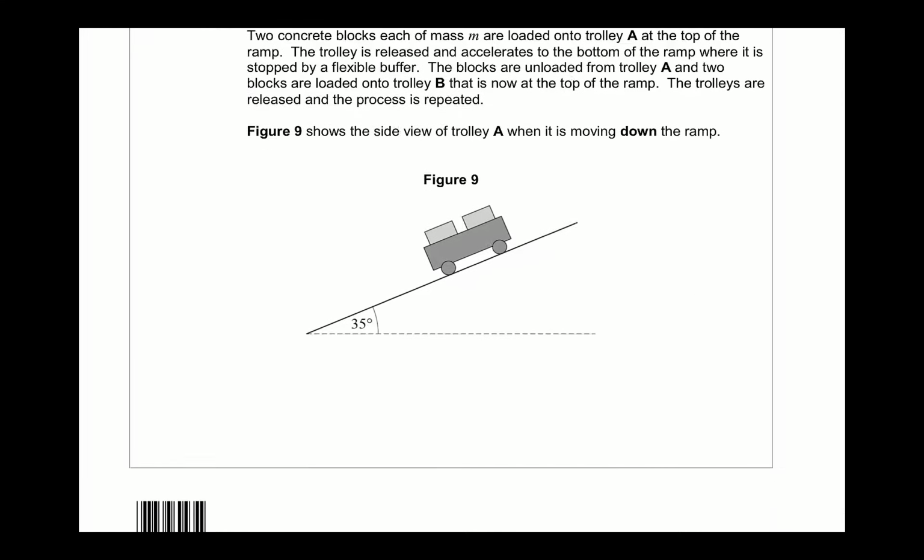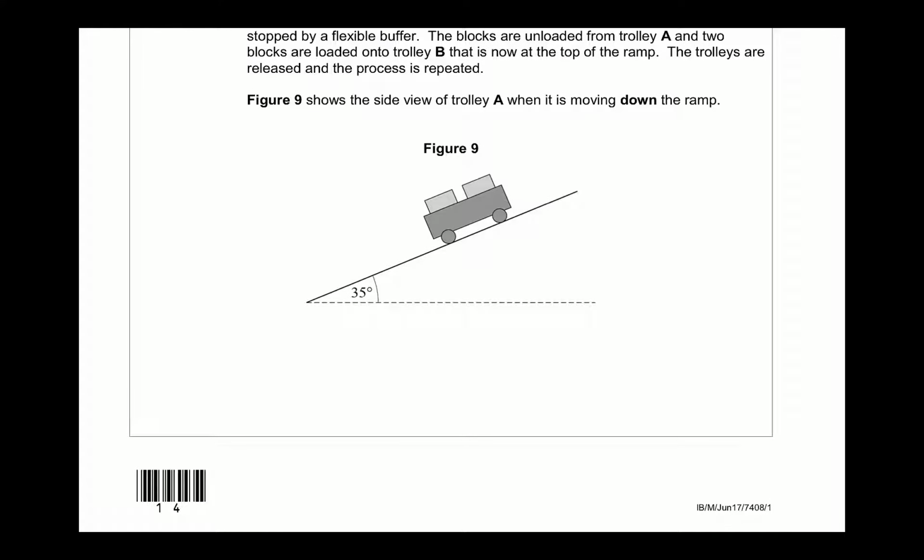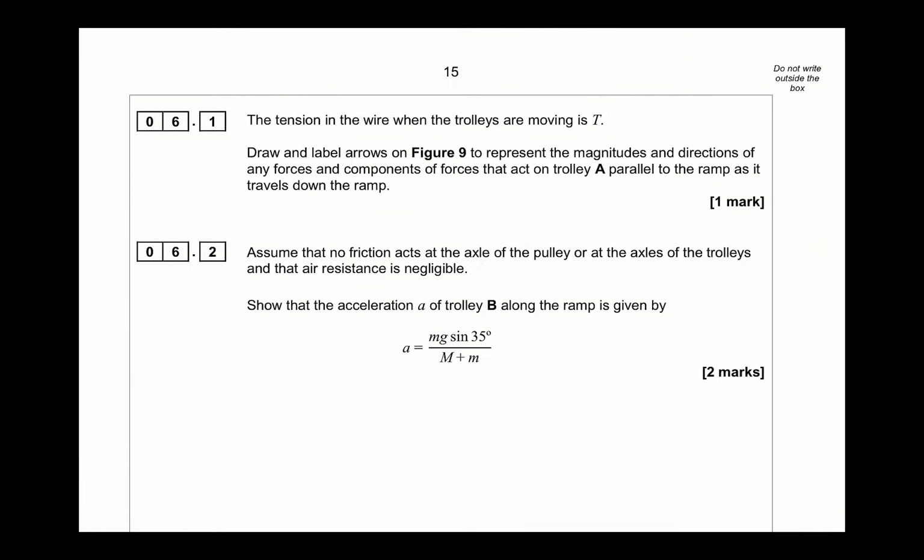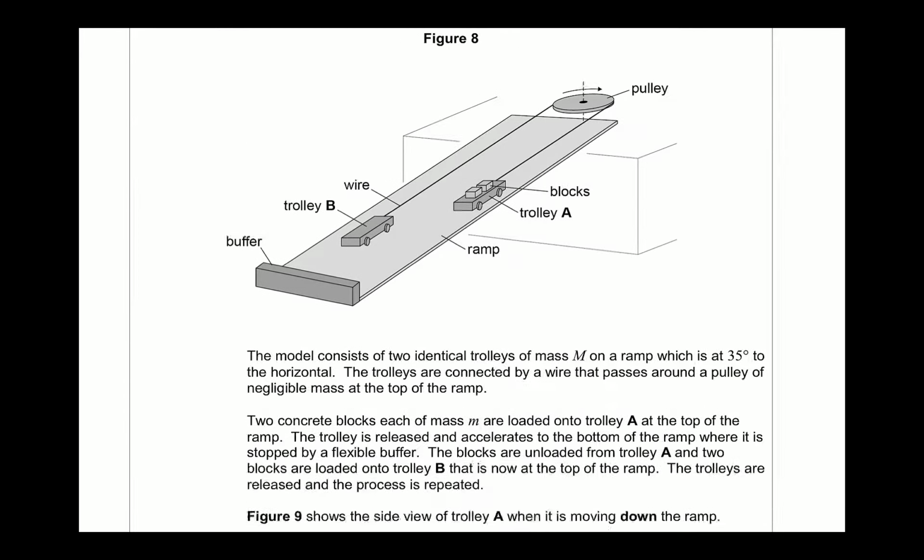Here is the side view of trolley A when it's moving down the ramp. The tension in the wire when the trolleys are moving is T. Draw and label arrows on figure 9 to represent the magnitudes and directions of any forces and components of forces that act on trolley A parallel to the ramp as it travels down the ramp.